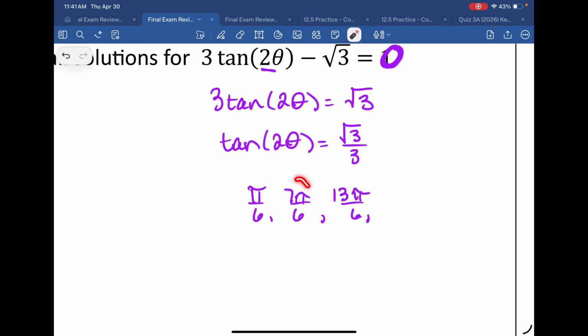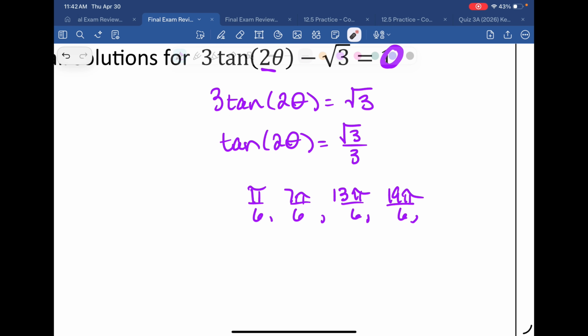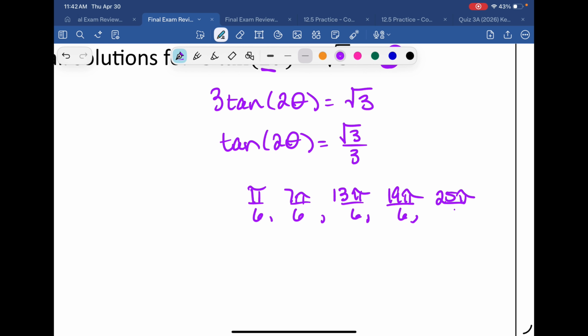One rotation out from 7 pi over 6 would be 19 pi over 6. Do another rotation, so we're rotating out from this, so it'd be 25 pi over 6. And that's probably about as far as I would go. I just like to have options.